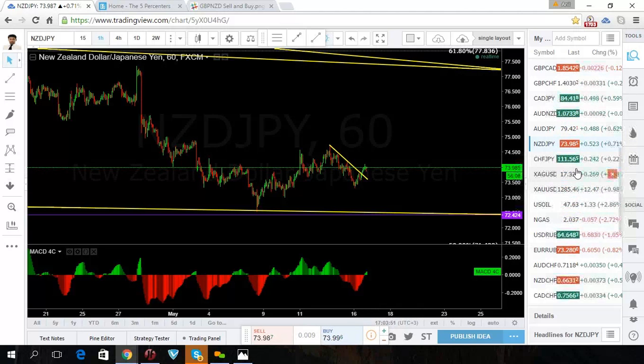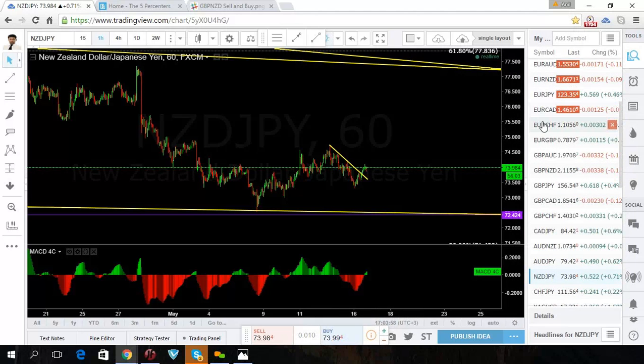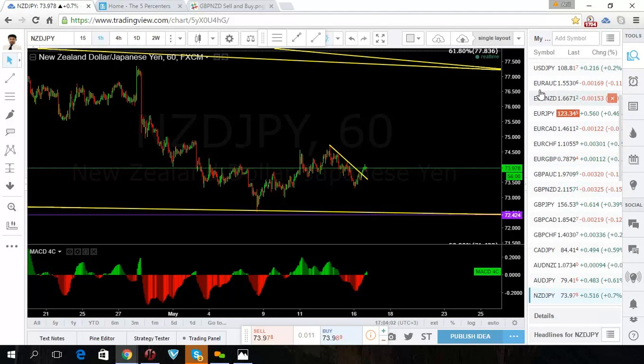I showed you on the Euro Oz. I showed you on the Euro New Zealand. I could show you on the Pound Oz and the Pound New Zealand. Those very same things. That's how we forecast those trades happening from the very bottom, because we know there's going to be a reversal.